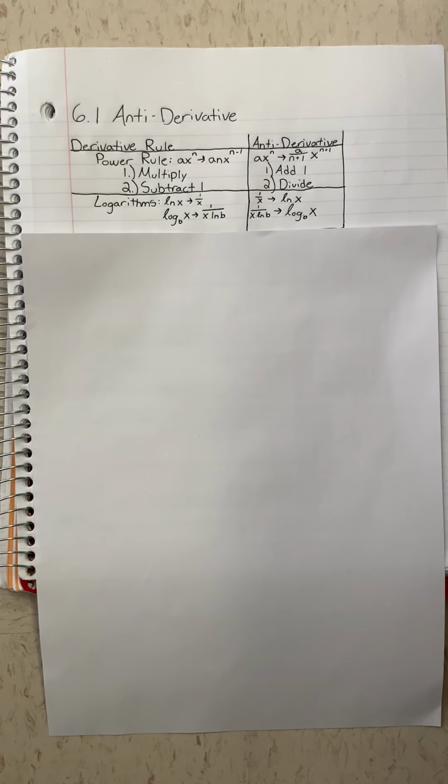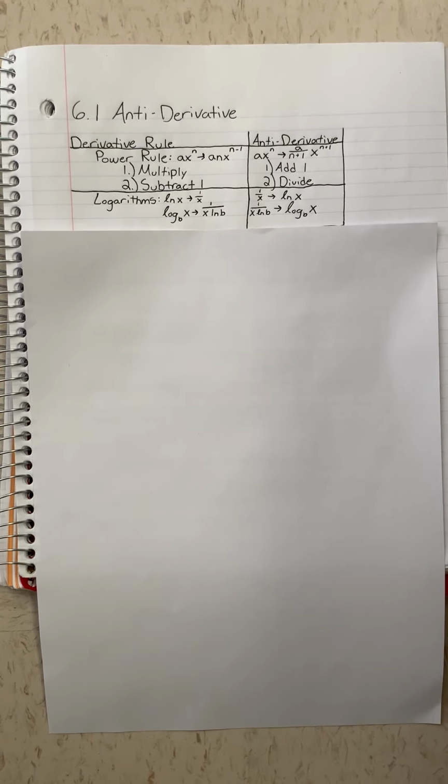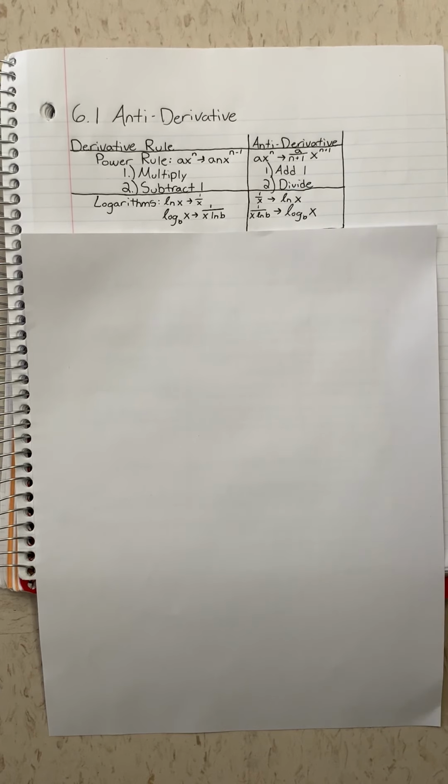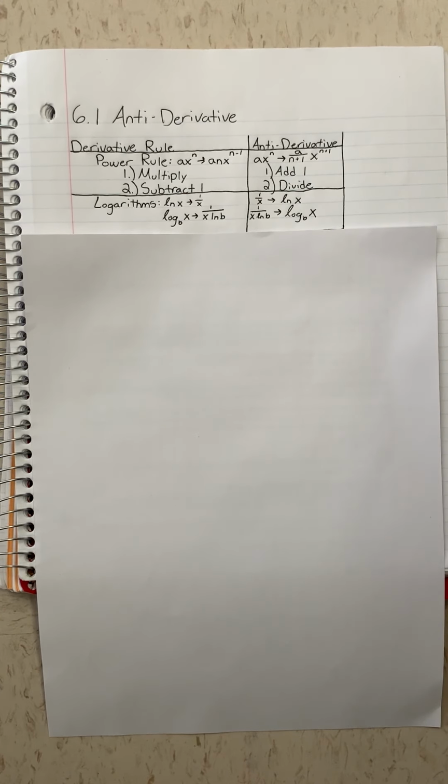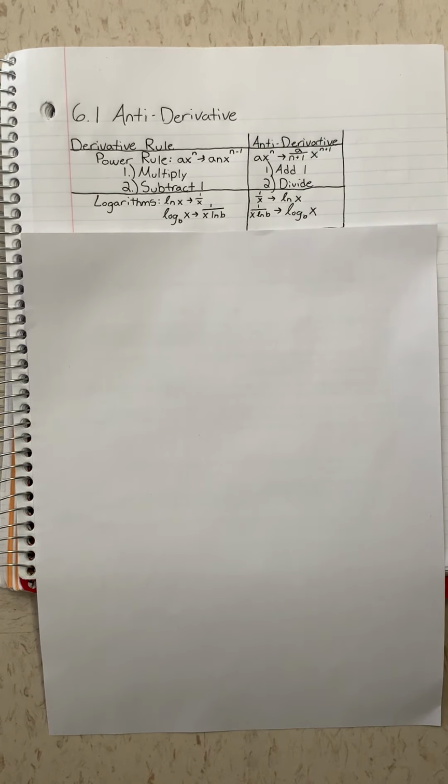So for logs, the derivative of the natural log of x equals 1 over x. For the antiderivative, you just change the place: 1 over x gives the natural log of x. And the derivative of log base b of x equals 1 over x natural log of b, which is the same idea. You just change the place. For the antiderivative, 1 over x natural log of b gives log base b of x.